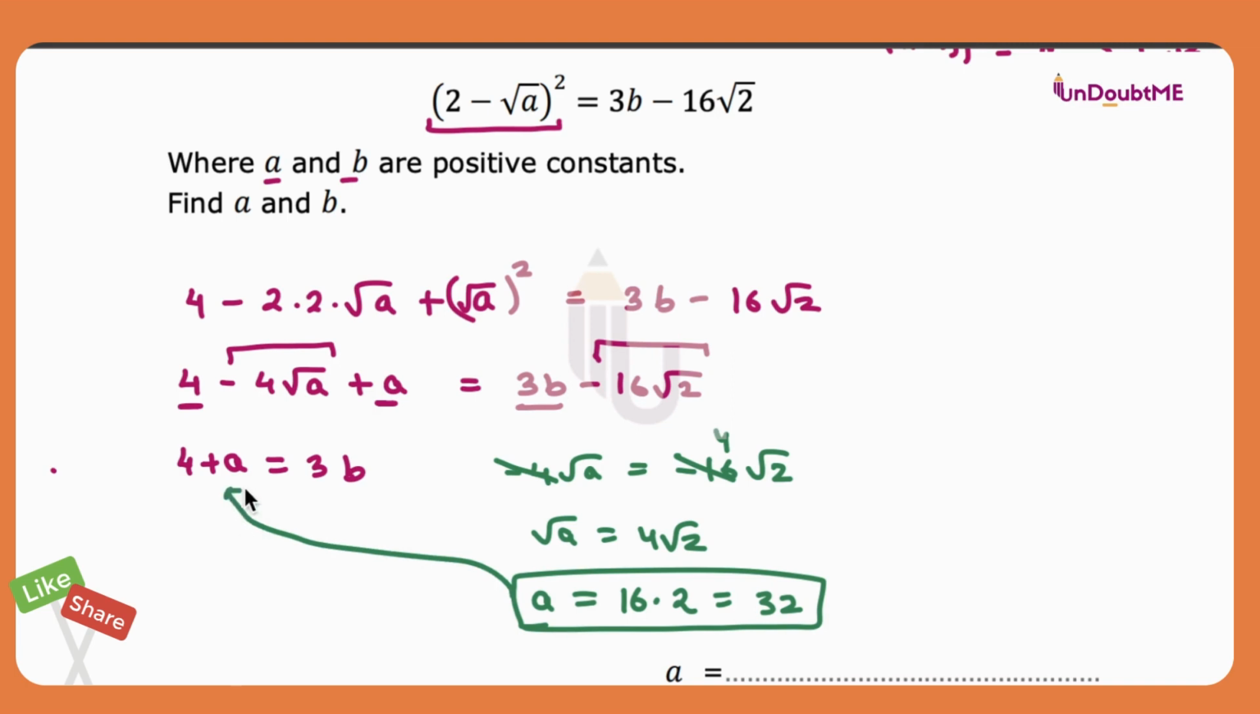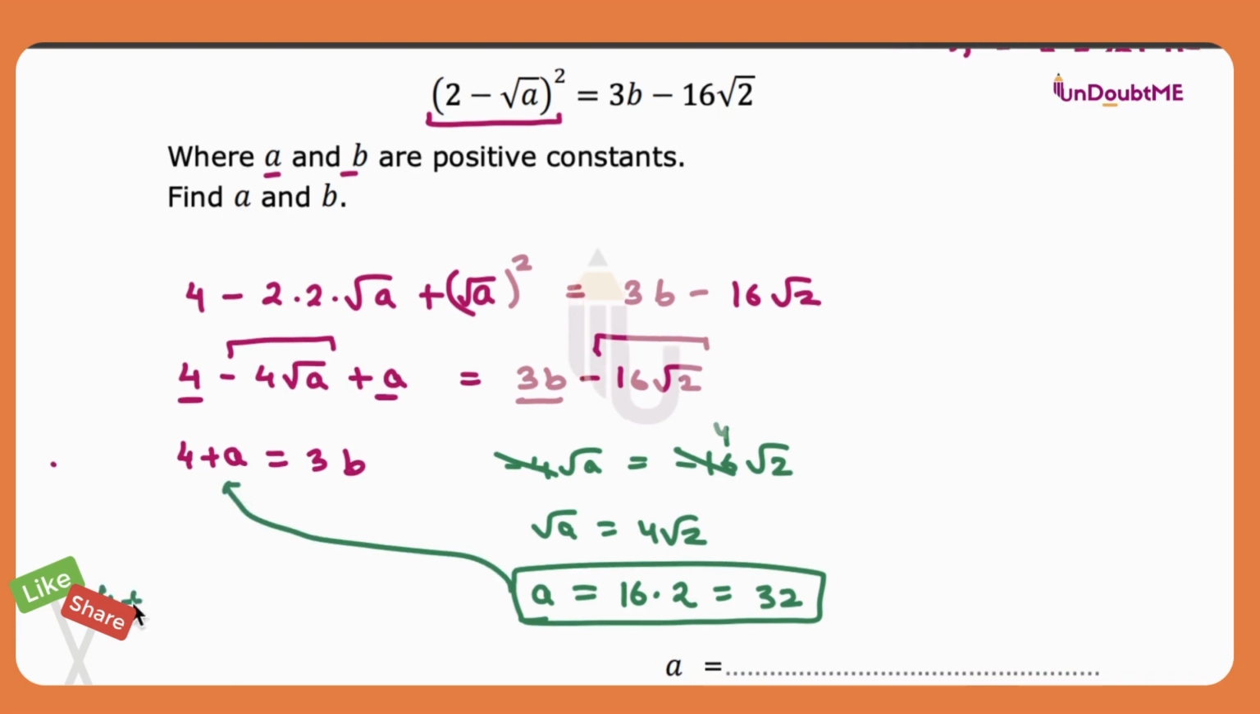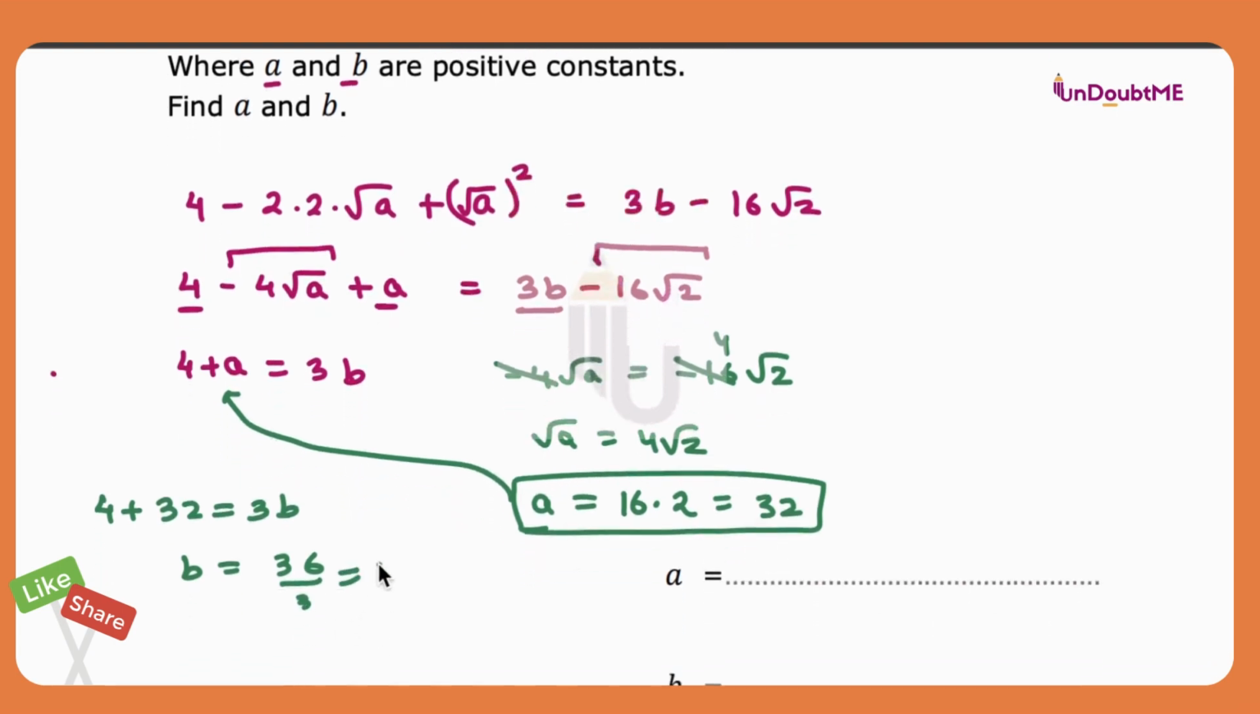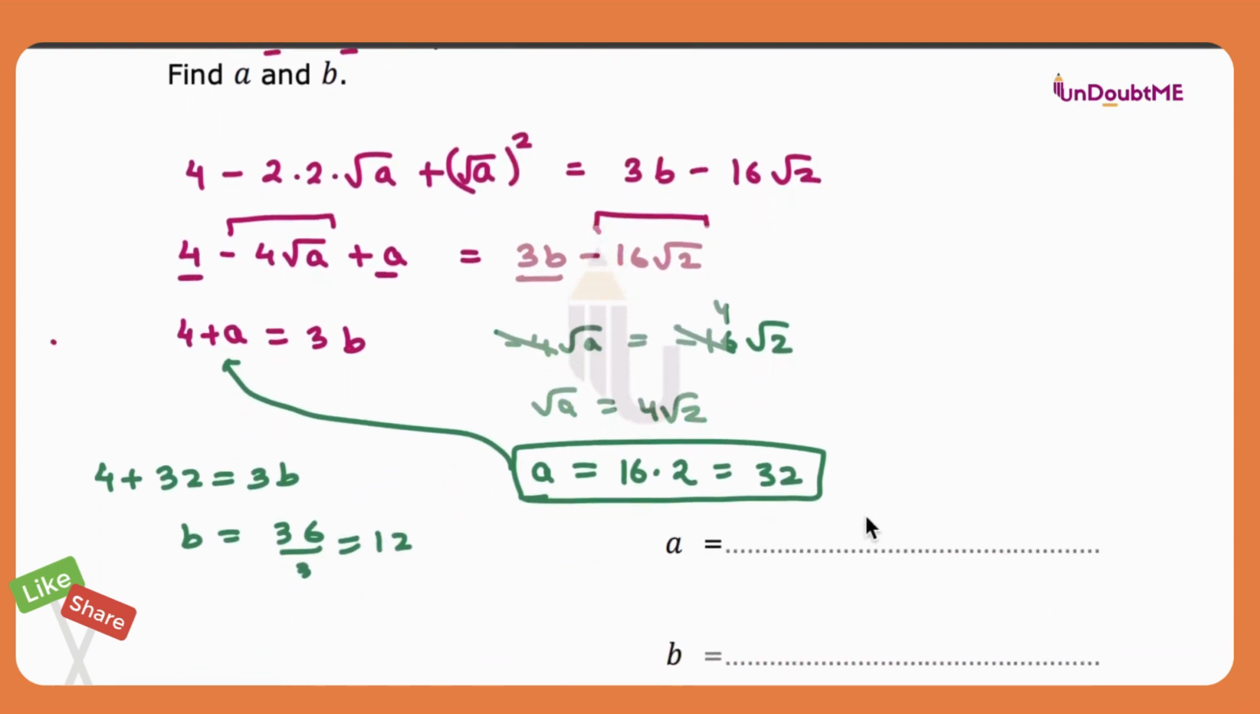That a value I can put over here, and 4 plus 32 is equal to 3b. That will give me b is equal to 36 over 3, and finally answer will be 12. So the value of a is 32, b is 12.